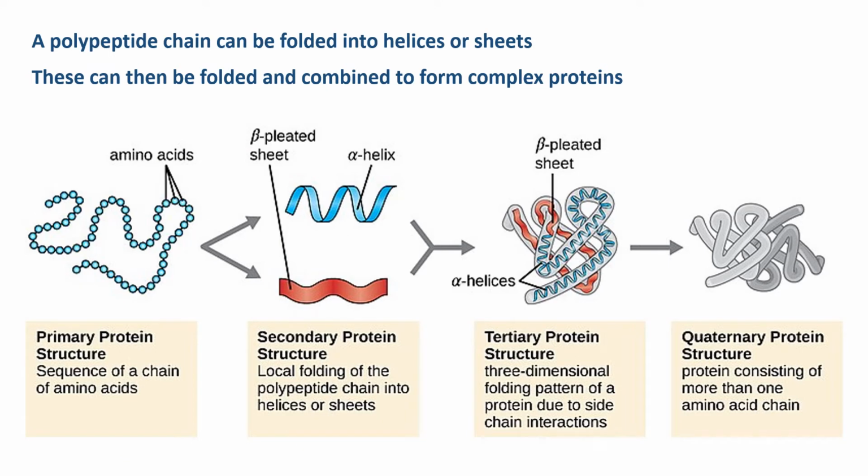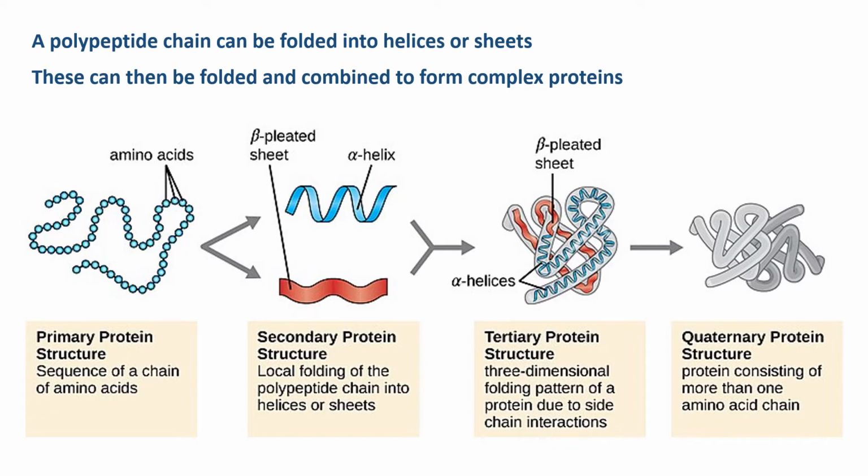So a polypeptide chain there. You can see on the left we've got this simple polypeptide chain. We can then do some folding, and it can get folded into specific shapes. And there you can see something called a beta pleated sheet and an alpha helix.